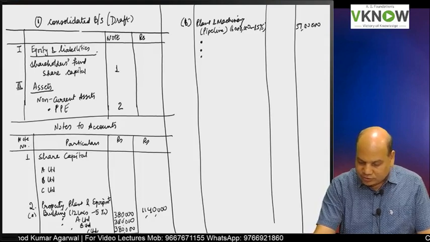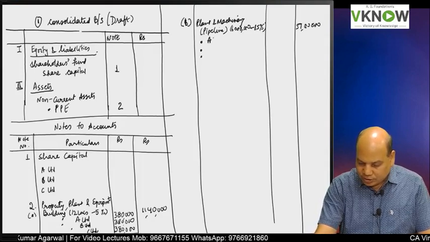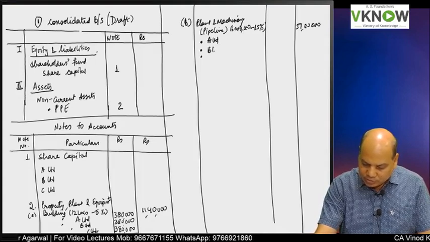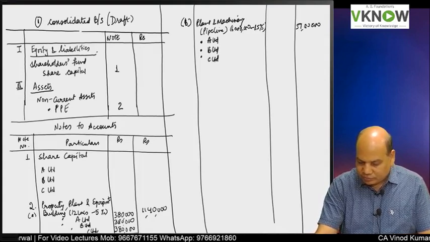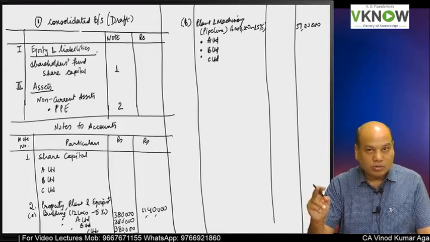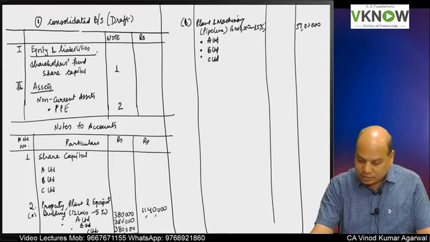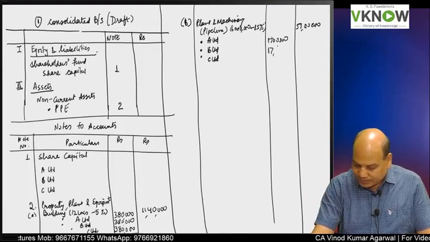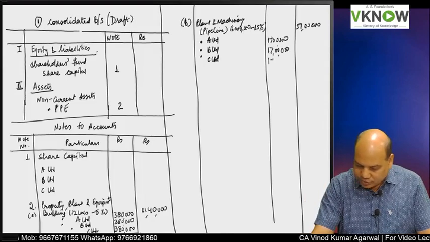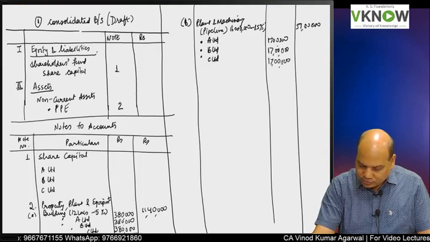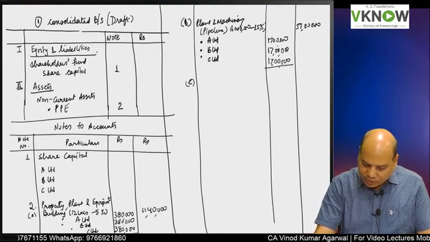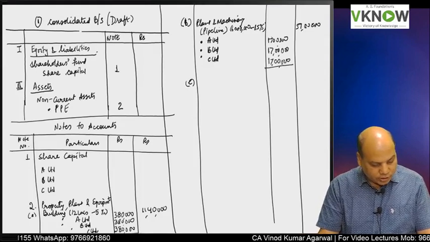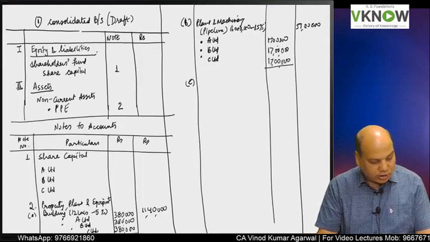And then there are 3 venturers: A Limited, B Limited, C Limited. Each is entitled to 1/3 of that. Divide by 3, so you will write 17 lakh. This is the pipeline cost. Now the next asset is computer and other electronics.